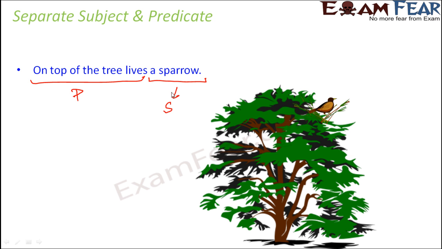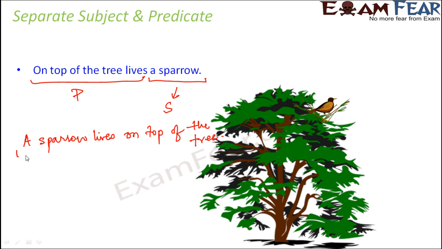So this is again an example of a sentence where the order of the subject and the predicate has been reversed. So this is also called subject-verb inversion because the same sentence can also be written like this. A sparrow lives on top of the tree.